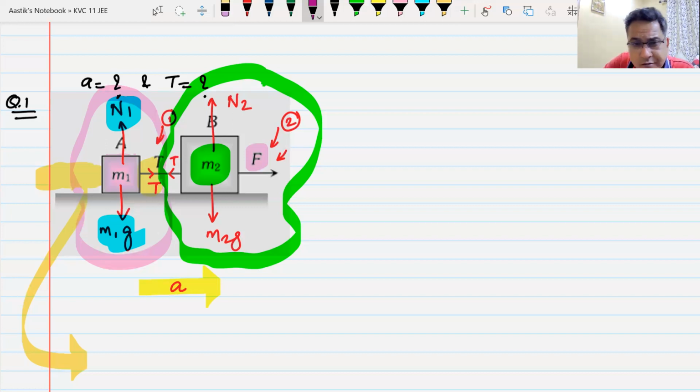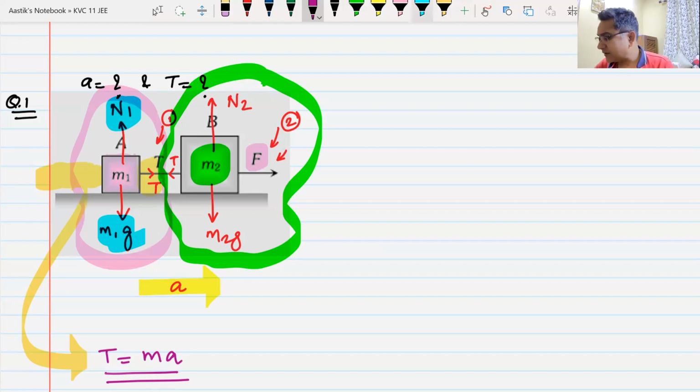T is equal to m1 a. Okay, so someone has told me T is forward, and acceleration is also in the forward direction. So T is equal to m1a. That becomes the equation for the first block.